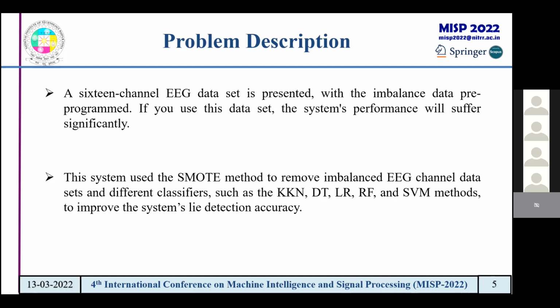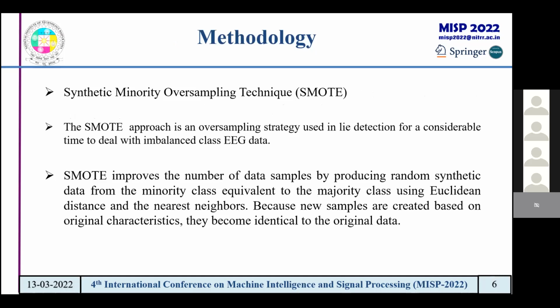and lie detection. So here SMOTE is the synthetic minority oversampling technique. SMOTE helps in improving the minority class. Here we have the major class and minor class.